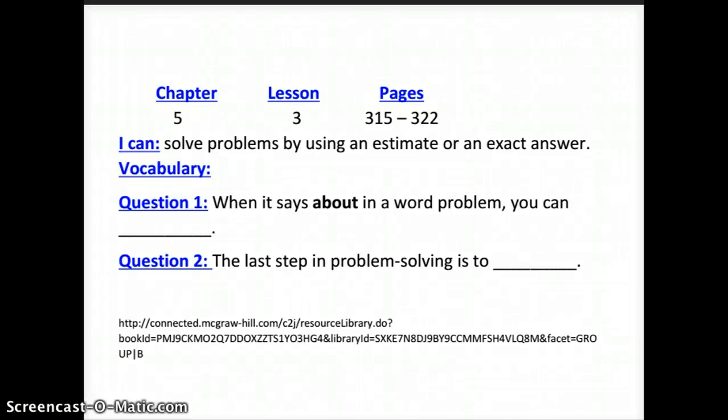Today's lesson is Chapter 5, Lesson 3 on pages 315 through 322. Our objective is I can solve problems by using an estimate or an exact answer. Question 1. When it says about in a word problem, you can blank. Question 2. The last step in problem solving is to blank.